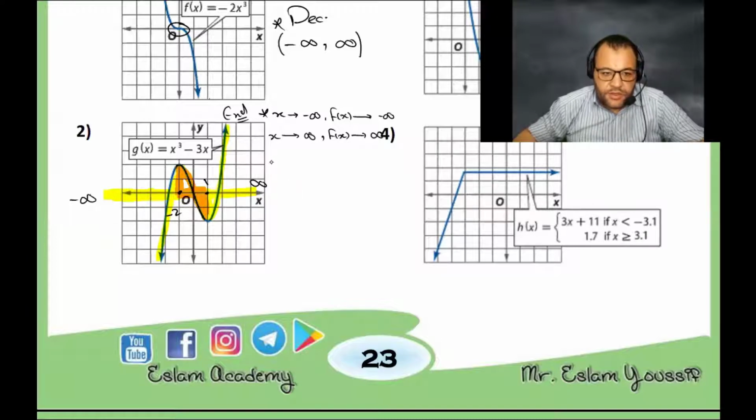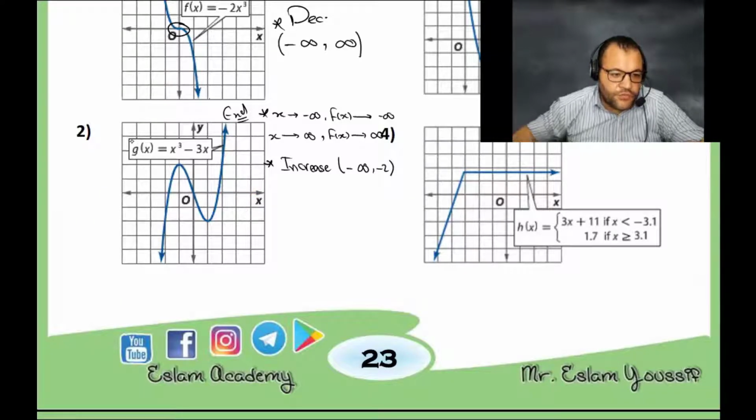Now we need to read. Is the function increasing or decreasing in the first one? Increasing. Start from increase. From which interval? From the yellow one, from negative infinity to negative 2. But how do you know that? For this one, you just look again at this part. You find that the graph is going up.